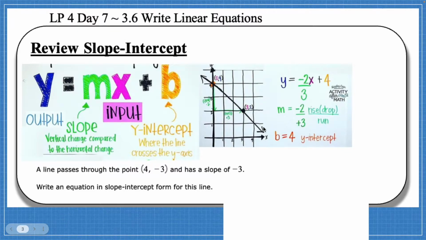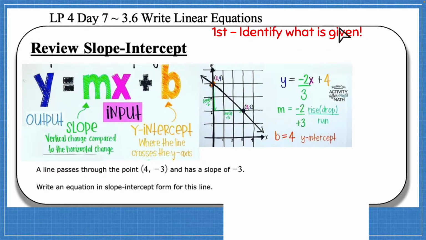So this is the basics of understanding the slope-intercept form of an equation. So now we're going to write an equation for a line passing through the point (4, -3), and has a slope of -3. So in the past, we've been given the slope and the y-intercept. Well, now we're being given the slope and a point. So we can still use this slope-intercept form. We're just going to use it slightly different because now I'm being given different information.